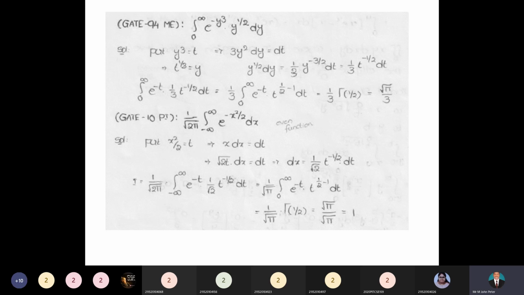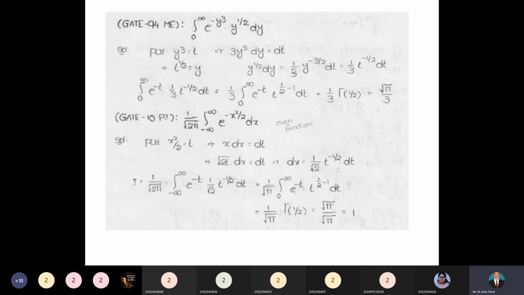What is f of x in this problem? Small f of x equals e power minus x square by 2. Replace x by minus x, that is f of minus x. You will get the same function. Okay, e power of minus x whole square, so you will get the same function e power minus x square by 2. So it is an even function, so twice you can write. Before that, we simplify. As it is, directly integrating takes complicated calculation. So instead of that, we have to go for this substitution method. Here, put x square by 2 equal to t. Then apply the integration.